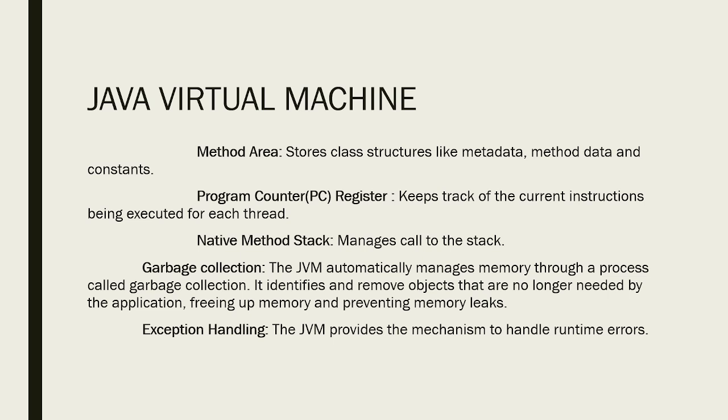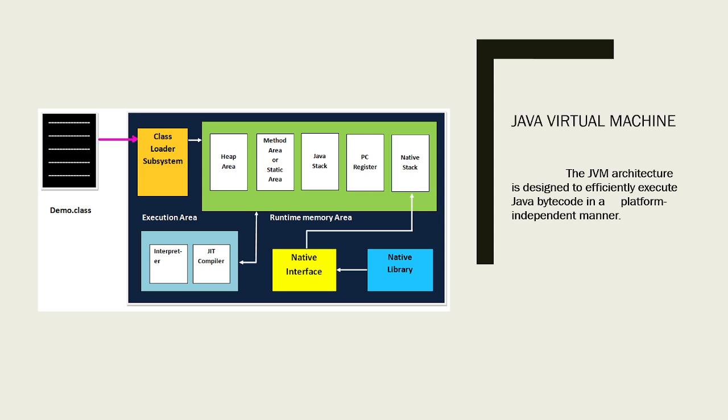Then exception handling. Exceptions are errors occurring during runtime. During compilation it is not showing any error, so it's okay, we don't have any syntactical error. But when an error is thrown during runtime in the JVM, it is called an exception. So this is the internal structure of a JVM.